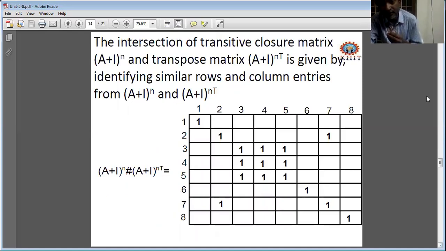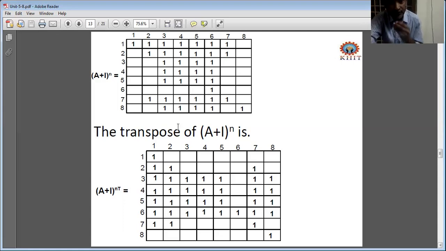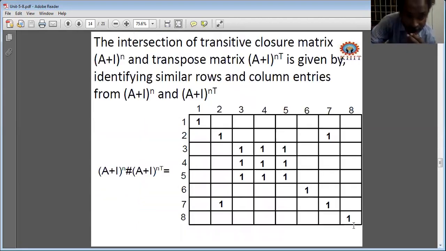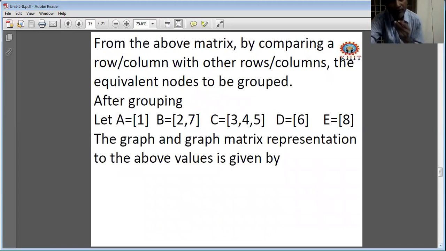So from 8th, only 8 to 8 last entry it is there. Remaining here it is not there. So only from 8 to 8 it is there. So this gives about the (A plus I) whole power n, hash, (A plus I) whole power n transpose.